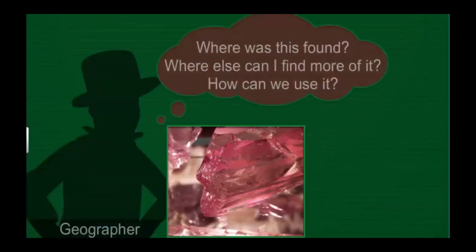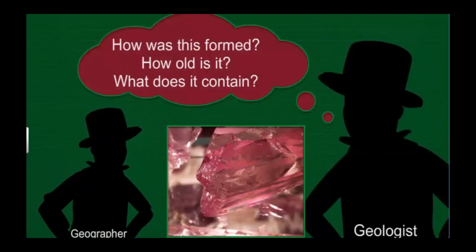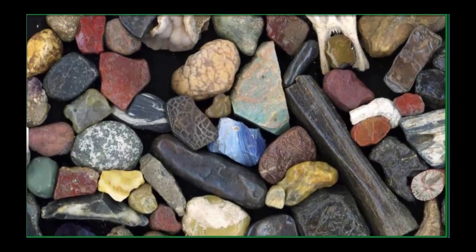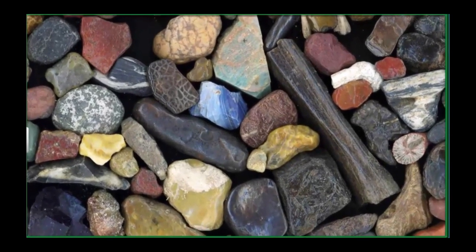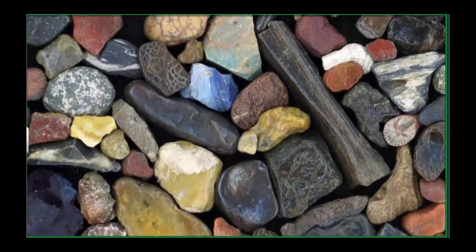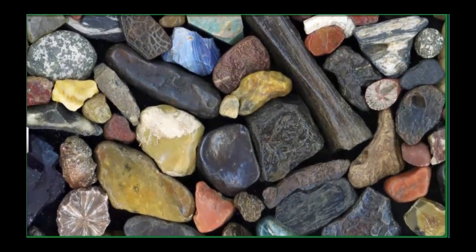Minerals are of interest to both geographers and geologists. While a geographer is concerned about the distribution and economic importance of a mineral, a geologist is more interested in the formation, age and composition of minerals. Geologists classify minerals based on their properties. However, the properties of a mineral depend on the elements it is made of and the chemical and physical conditions in which it was formed.